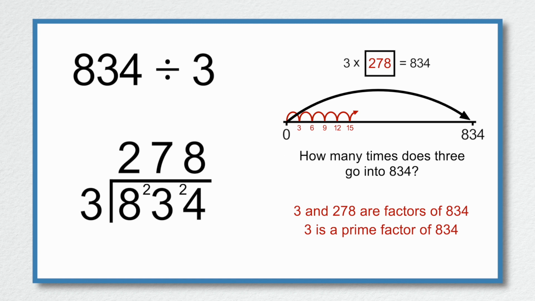We can also say that both 3 and 278 are factors of 834, and as 3 is a prime number, 3 is also a prime factor of 834.